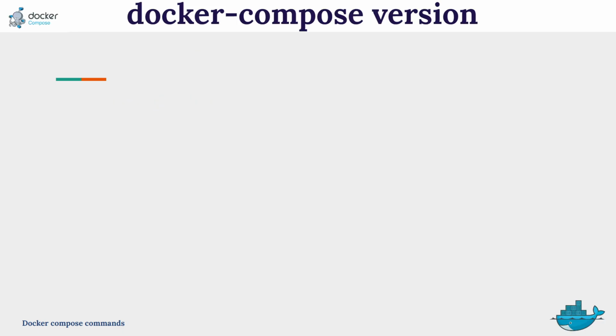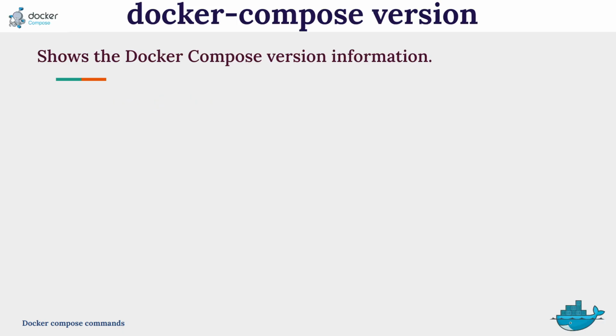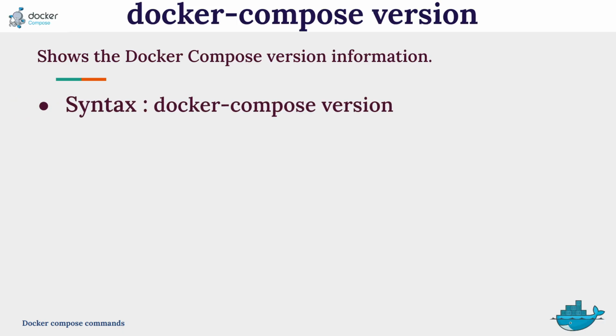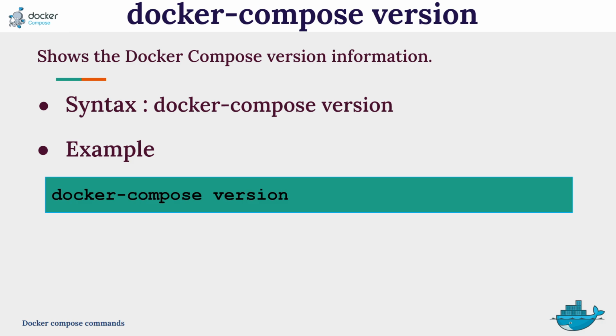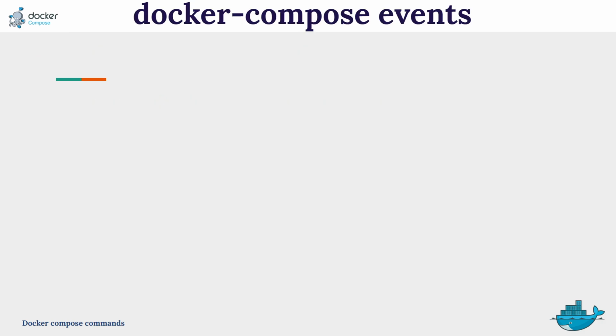Next command is docker compose version, which shows the Docker Compose version information. Let's see the syntax. The usage of the docker compose version command starts with the docker compose version keyword, version, and displays version details of Docker Compose.